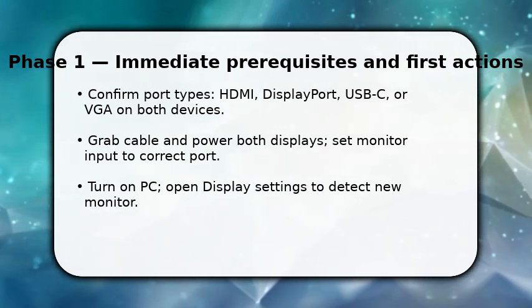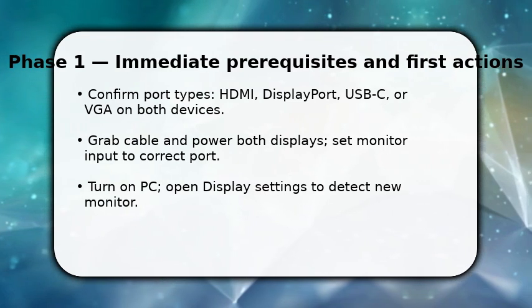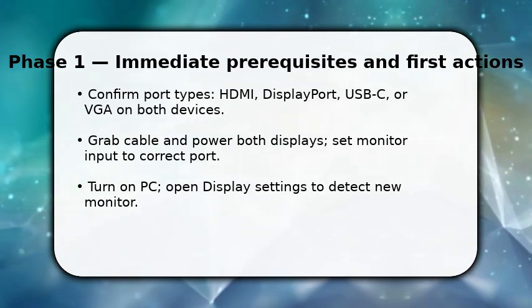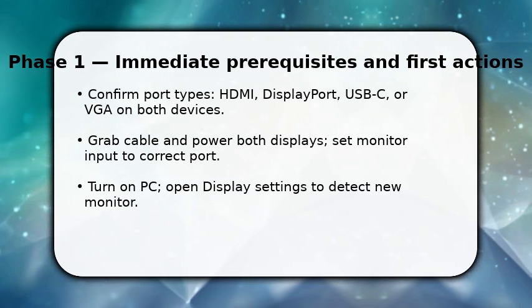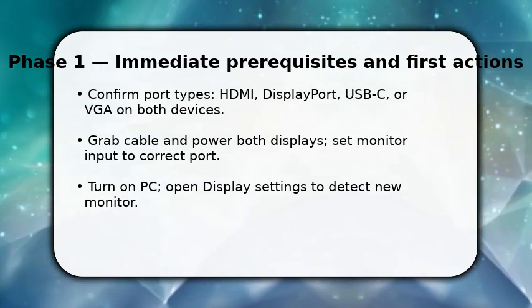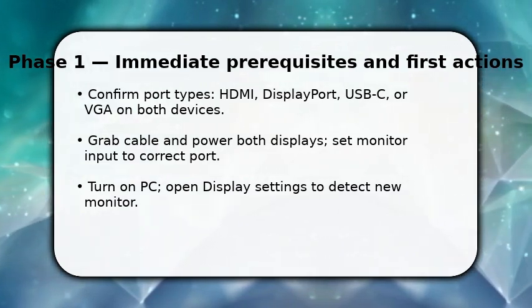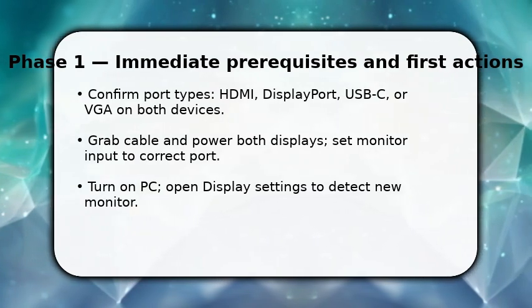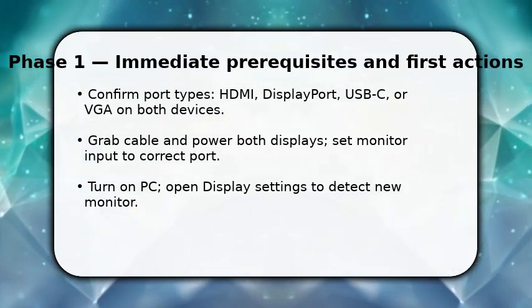You open Display Settings and click Detect. This forces Windows to find the new screen. If it doesn't appear, reseat cables and try the port on the computer again. This ensures physical connection is solid before moving into arrangement and scaling adjustments.